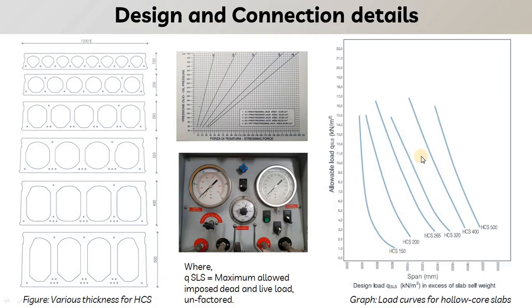So this is the thumb rule for the selection of the hollow core slab thickness, but it is always mandatory to have a design check. The design is very important. We cannot rely on this type of graph. This is just for an indication that it can be used, but ultimately the design is very important for this kind of structures.